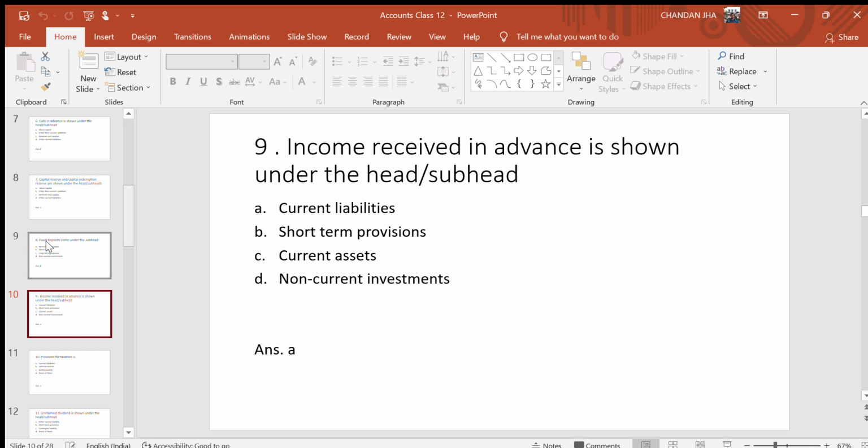Question number 9. Income received in advance is shown under head subhead. Current liability, short-term provisions, current assets, non-current investments. The correct answer is current liabilities, option A.